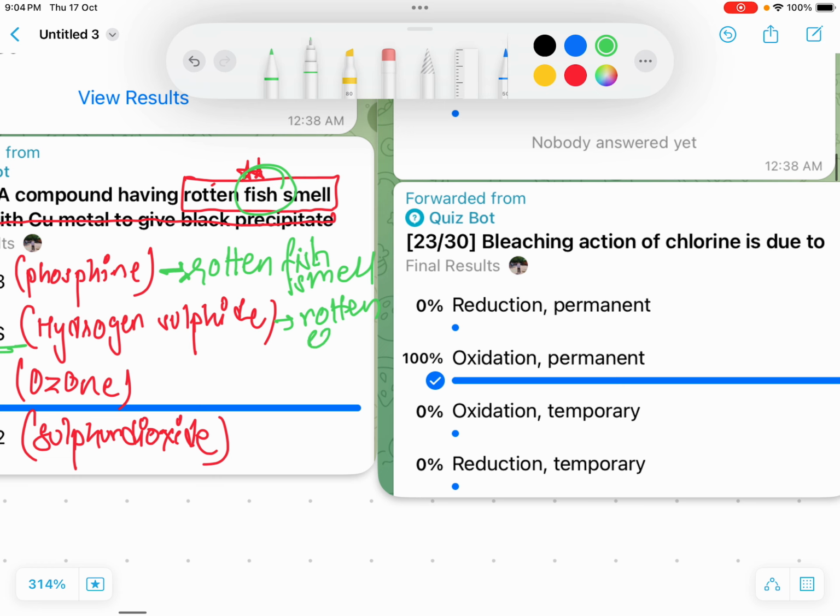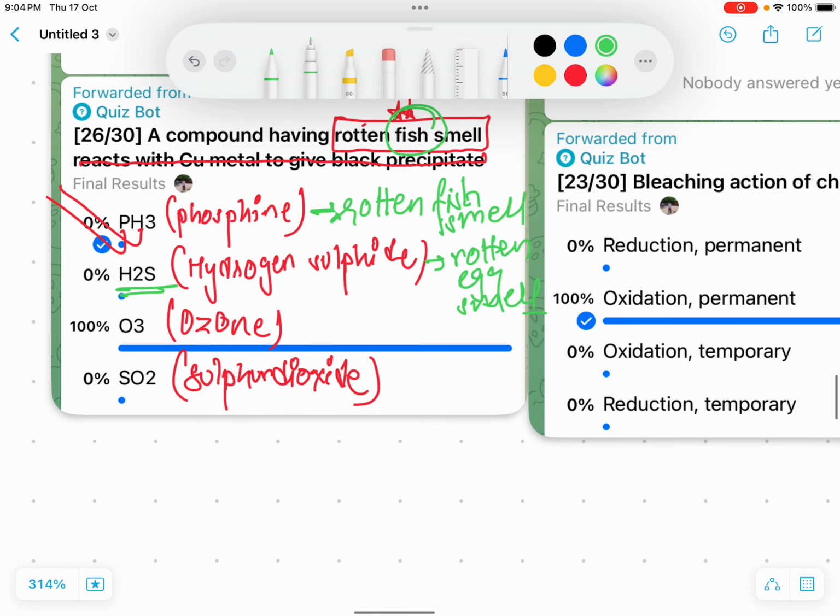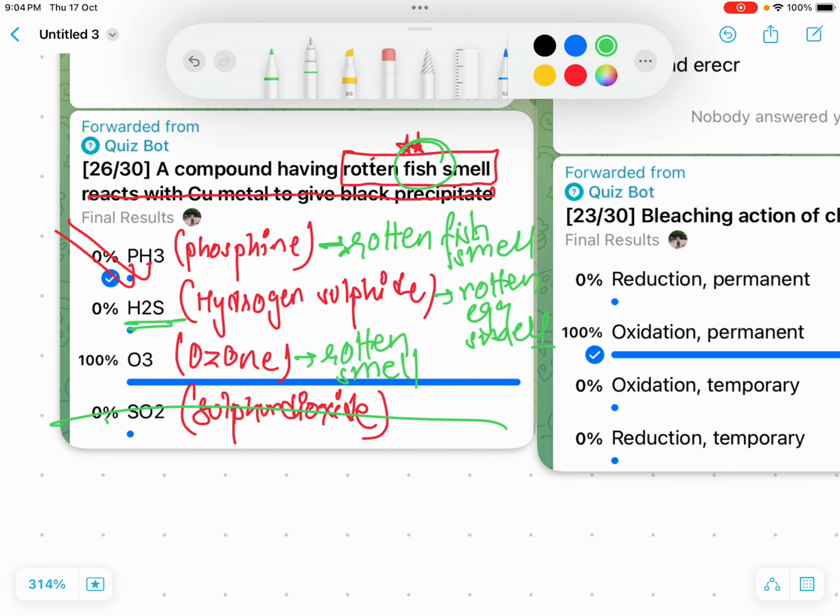It smells like rotten egg. Rotten egg smell. And if there is ozone gas, what does it smell like? It just smells like a rotten smell. And we don't care about this smell.